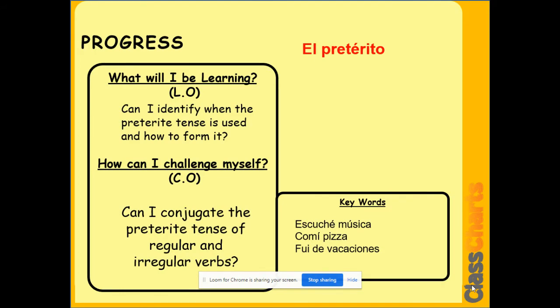Okay, the preterite is a tense that is usually used to talk about past actions. Our learning objective for this lesson is, first, can I identify when the preterite tense is used and how to form it. A more challenging objective will be if you're able to conjugate the preterite tense of both regular verbs, which always follow the same pattern, and irregular verbs, verbs that behave slightly differently to the normal verbs.